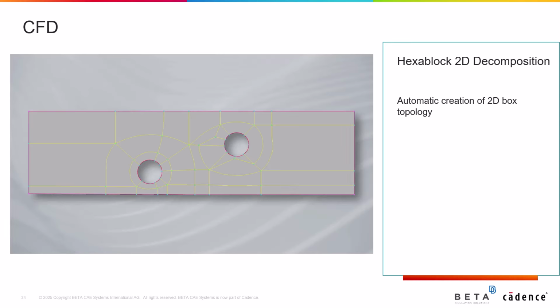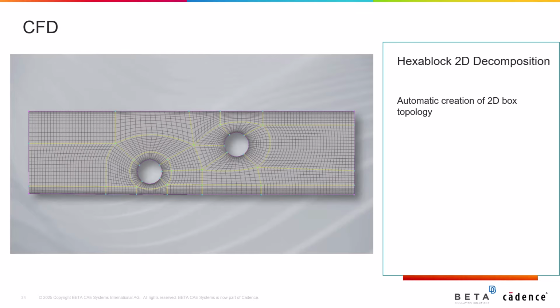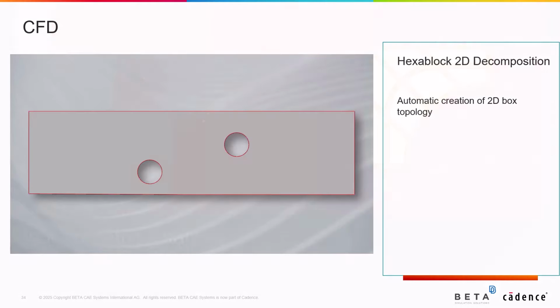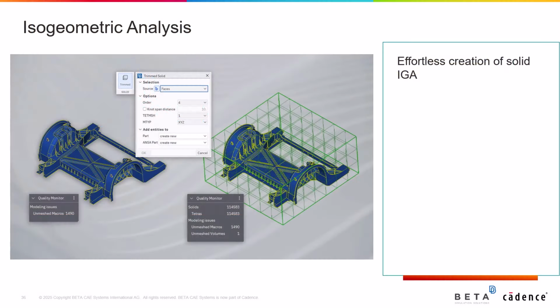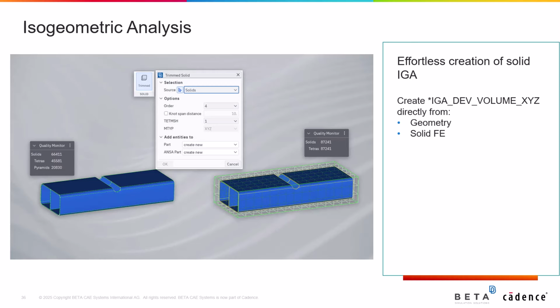Finally, in Hexablock, there is a new tool for automatic generation of 2D box topology in complex geometries. Furthermore, regarding isogeometric analysis, the instant creation of solid IGA is now possible directly from geometry or from a solid FE mesh, streamlining the process.